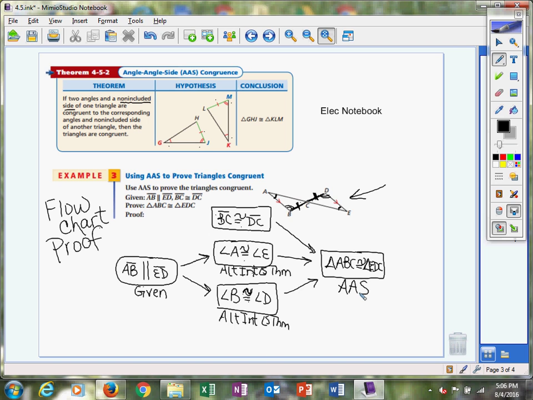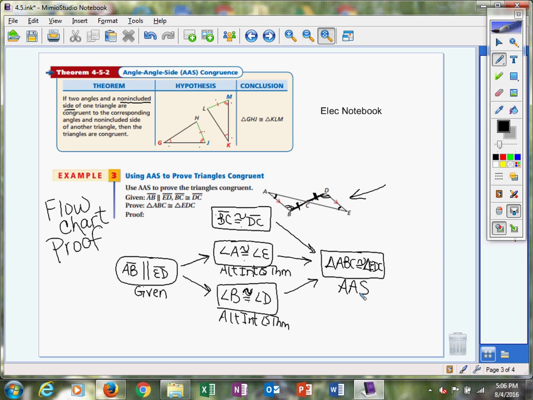Boy, that beats the heck out of doing a paragraph proof, doesn't it? A little bit less writing, more symbols. I don't know if you have a preference for the kinds of proofs that are out there, but flowchart's not too bad. I kind of like the statements and reasons, but the flowchart's pretty neat because you can line them up positionally, which is really cool too.